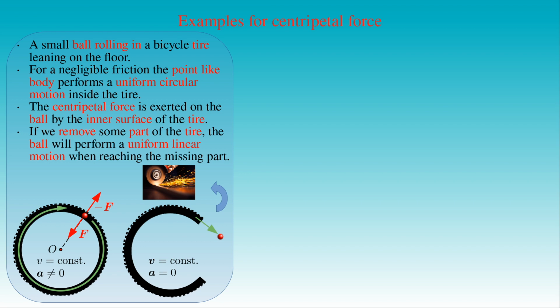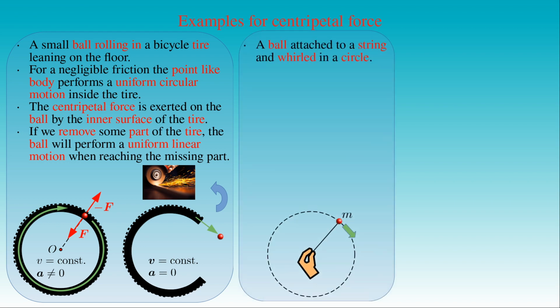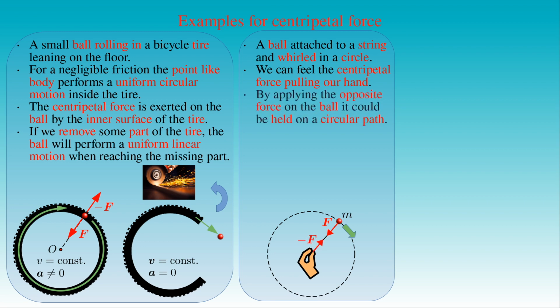In the next example, a ball with a mass m is attached to a string and whirled in a circle by hand. While the ball is in motion, we can feel the centripetal force F pulling our hand, which points in the direction of the center of the circle. By keeping the end of the string in the same position, we apply the opposite of this force on the ball so that it could be held on its circular path. If we cut the string and the centripetal force ceases to act on the ball, then it moves in the direction tangential to the circle at its instantaneous position. In other words, the ball follows the direction of its instantaneous velocity at that point.